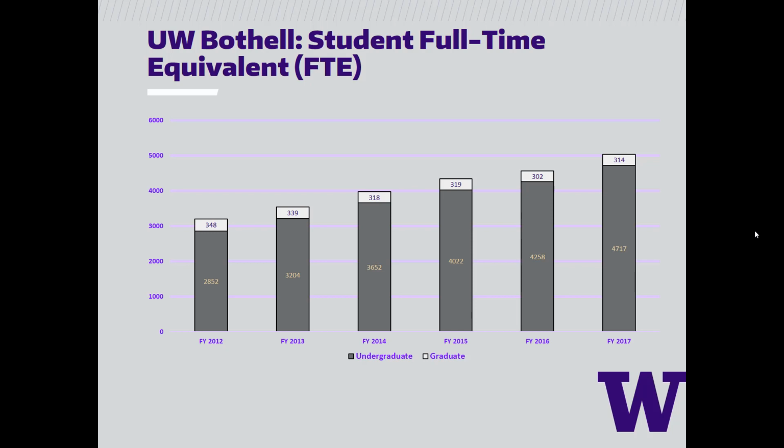As you can see, the gray bars are undergraduate student FTEs on campus, with the white bars being graduate student FTE. You can see from fiscal 12, where the campus was just over 3,000 FTE, to the most recently completed fiscal year 2017, at just over 5,000 student FTE. These are annualized numbers for the campus, so you can see there's been quite a bit of growth over the past 6 years.